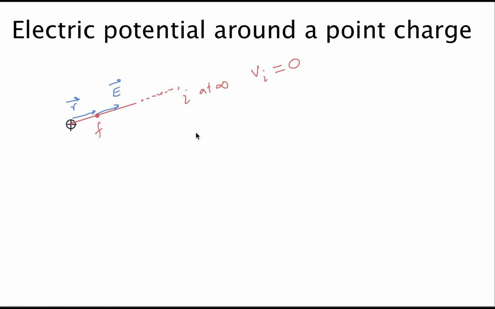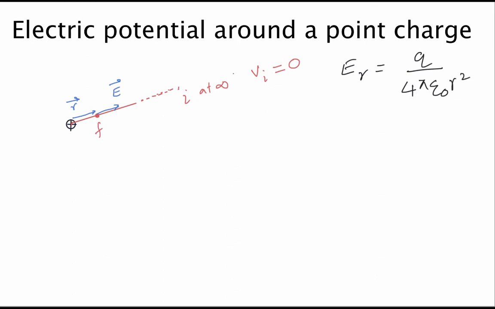I have considered a point charge located at the origin, and I consider the spherical symmetry of the electric field. I use spherical polar coordinates, and only the R component of the electric field is non-zero. The R component of the electric field is given by this equation, which everybody knows: Q divided by 4 pi epsilon naught R squared.